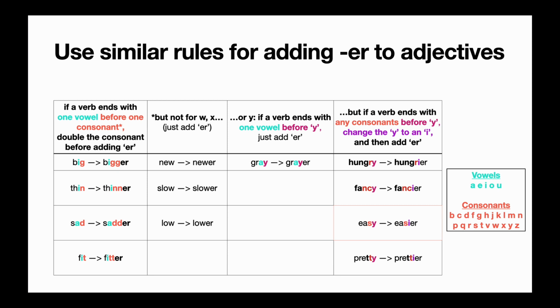So these are very similar rules to how we add ED to the ends of verbs to make the simple past tense. So you can see in this last column that we have these 2-syllable adjectives that we're adding ER to. Even though these words all have 2 syllables, we add an ER because of pronunciation purposes. With the 2-syllable Y adjective, we have the choice. We could say fancier, or we could say more fancy. When we're talking, it's much more common to say fancier, to add the ER, just because it's faster.